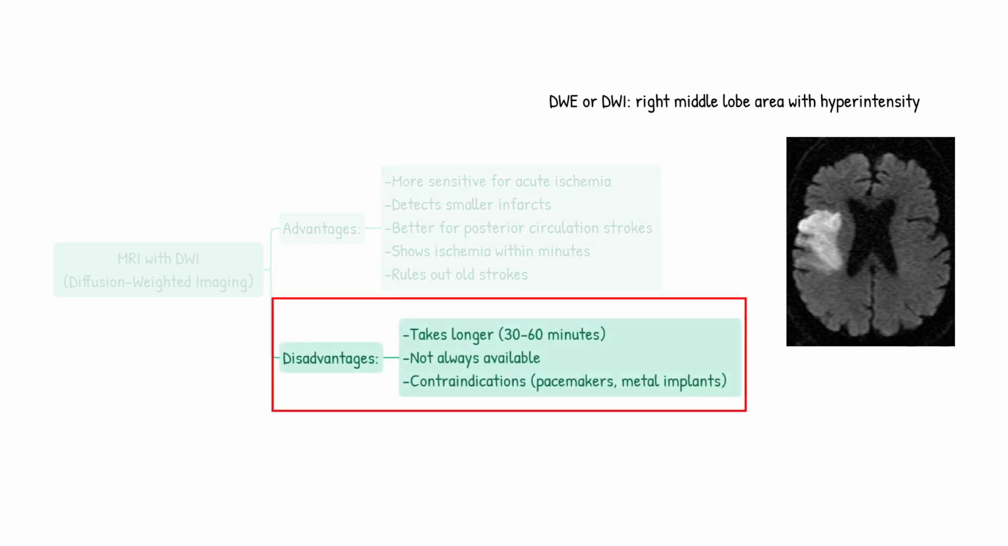However, MRI has some disadvantages. It takes longer, usually 30 to 60 minutes. It's not always available, especially in emergency settings, and it has contraindications including pacemakers and metal implants.